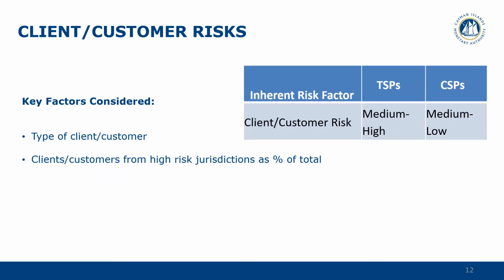So let's look now at client and customer risks. The key factors considered when looking at the inherent risk factor under this category are both the type of client and customer and the number of clients and customers from high-risk jurisdictions, viewed as a percentage of the total. A different risk scoring was given for TSPs than to CSPs in this category, and I'll explain why.